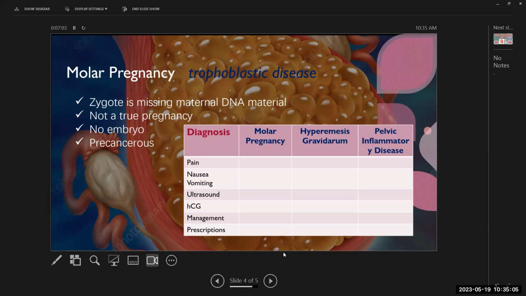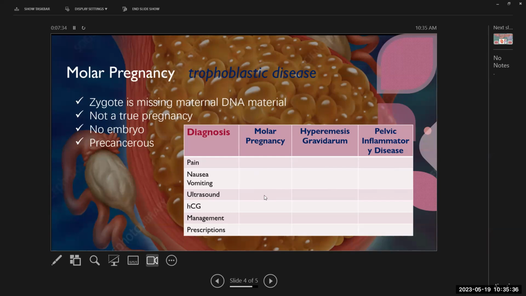So we're not going to see pain. She's not going to be complaining about pain, but she's going to be complaining about nausea and vomiting. There's going to be pain with a molar pregnancy, and there's going to be pain with an infection in the pelvis. Nausea and vomiting is found in a molar pregnancy, and it's found, of course, with hyperemesis. It also might be found in pelvic inflammatory disease, nausea from the infection.